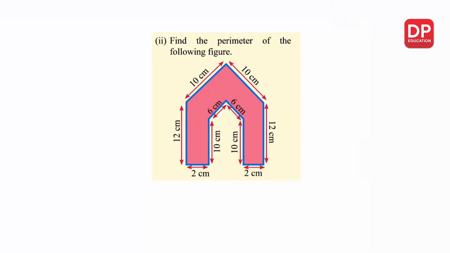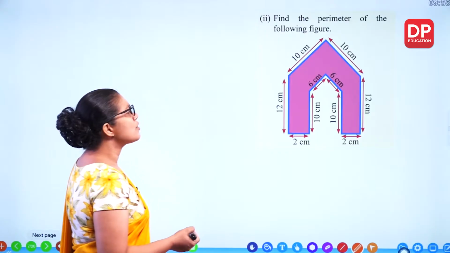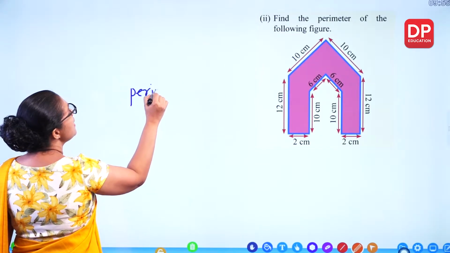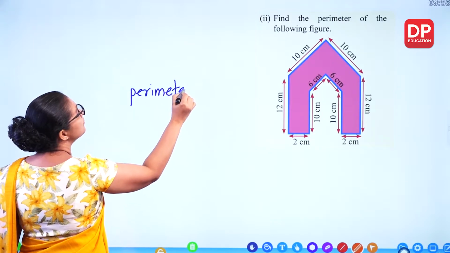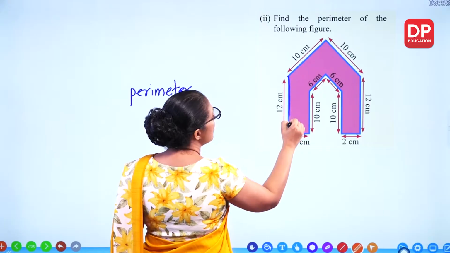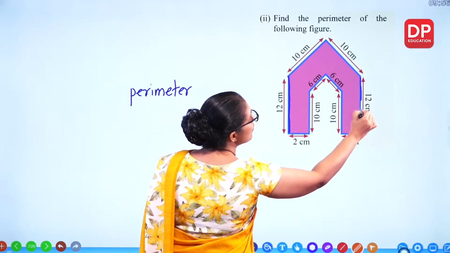Find the perimeter of the following figure. So perimeter means outer length. So what's the perimeter here? Perimeter is equal to, how many 12s are there? 1, 2.